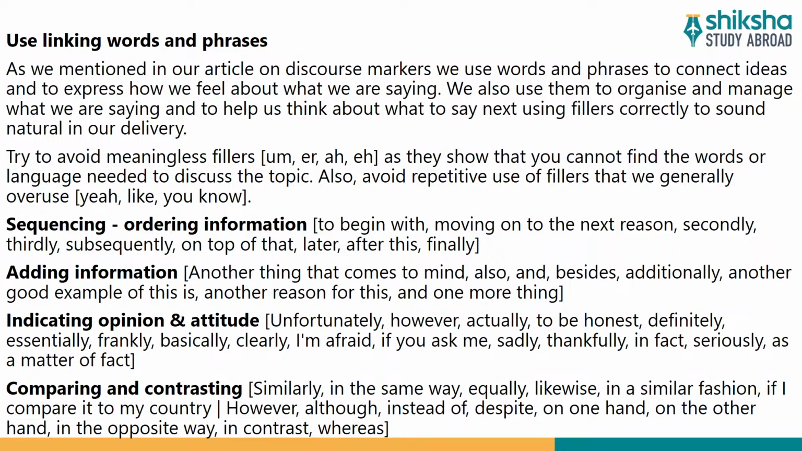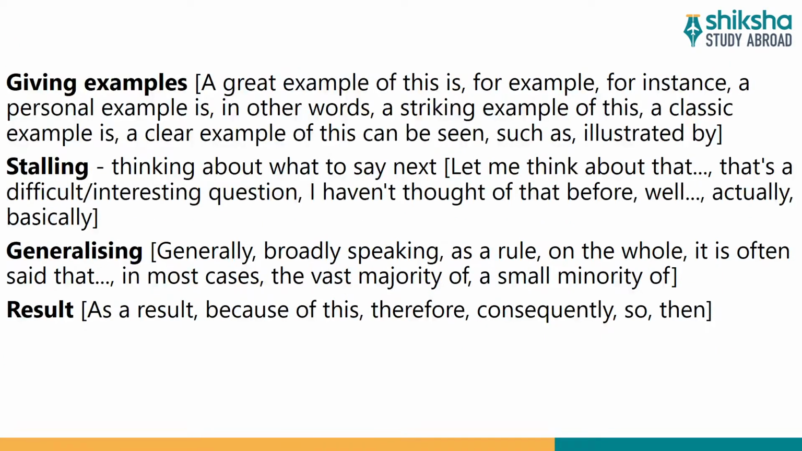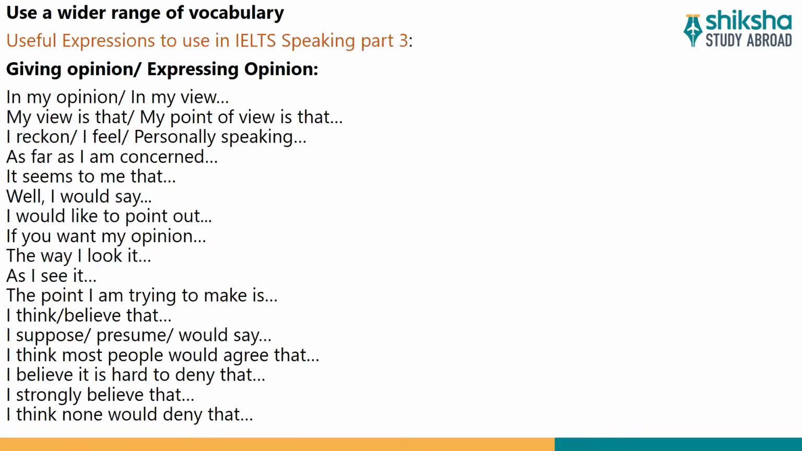Now, next is sequencing or ordering information. So, to begin with, moving on to the next reason, secondly, thirdly, all of these can be used as a sequence, or while putting your answer in order. This is how you can actually use these kinds of linking phrases. If you're adding information, then you can use words like also, and, besides, additionally, and so on. Indicating opinion and attitude: unfortunately, however, actually, to be honest, all these are the words. Comparing and contrasting, again, these kinds of words, examples, stalling, generalizing, and result.